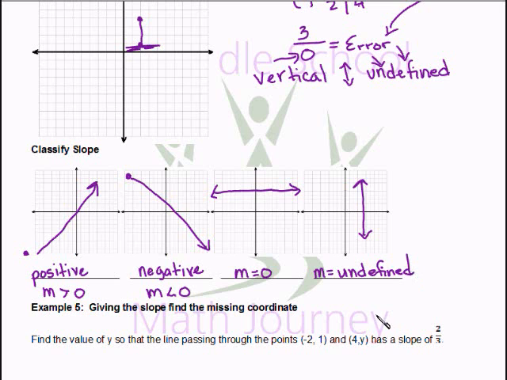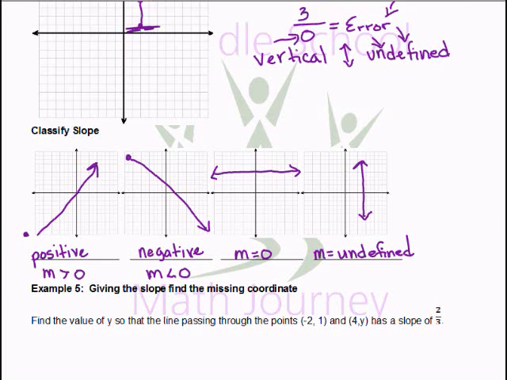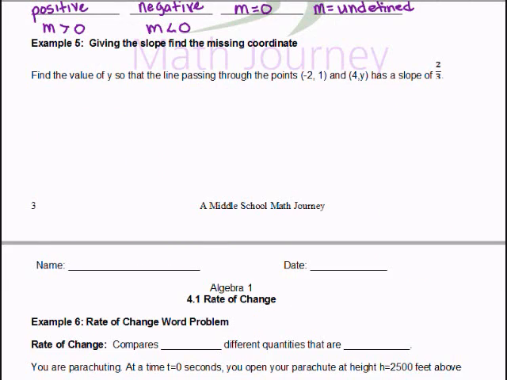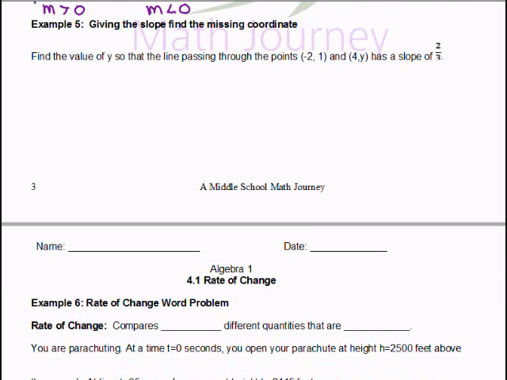Now, we saw examples of 4 of these classifications, and now we're going to take a look at finding the slope when you're missing a coordinate. So, in example number 5, notice we don't have a graph. The reason we don't have a graph is because we have a missing coordinate right here. We have to find what that missing value is. But what we do have is we know our slope equals 2/3. This is when we need to use the equation.